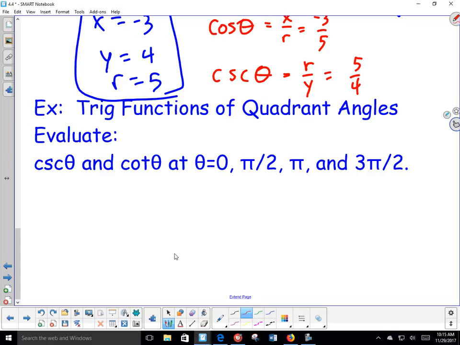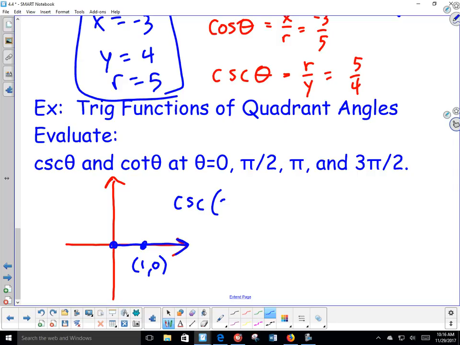All right, got that out. So if we have a 0-degree angle, give me one ordered pair that's on the terminal side of a 0-degree angle. Sure, we could use 1, 0, we could use 2, 0, we could use 5, 0, doesn't matter. If we use 1, 0, then we want to find the cosecant of 0 radians, and we want to find the cotangent of 0 radians.